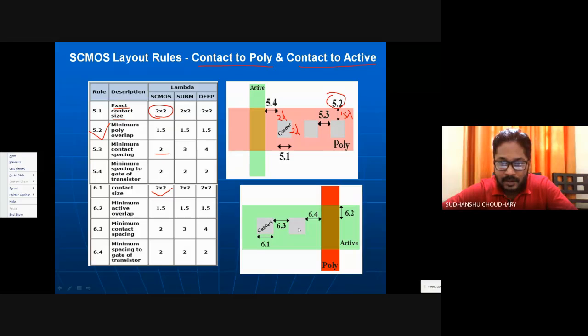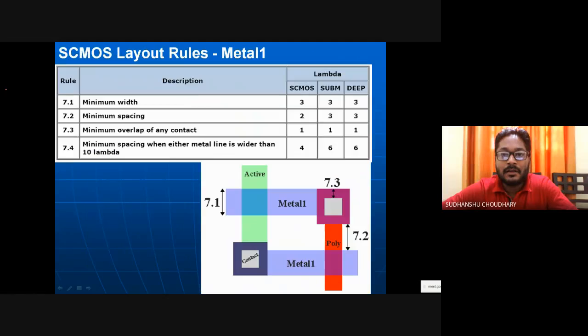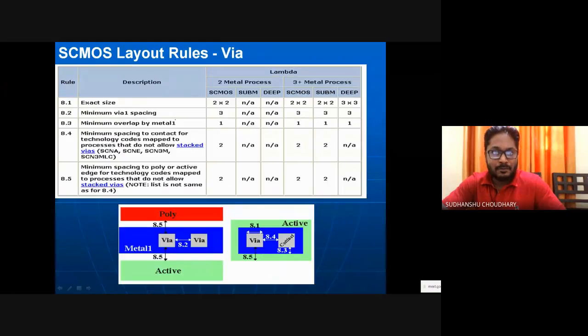Similarly, contact to poly spacing, 6.4 here. This contact to poly spacing, with this contact lying in the active region, should again be 2 lambda minimum. It can be more, but it cannot be less than 2 lambda. Now, I think this is the last set of rules that is there.